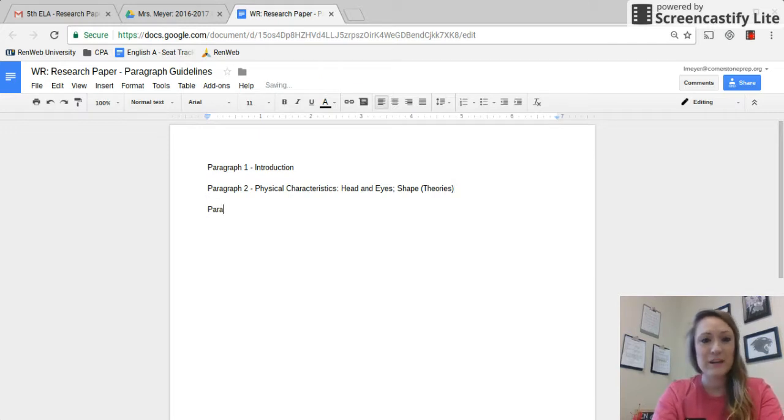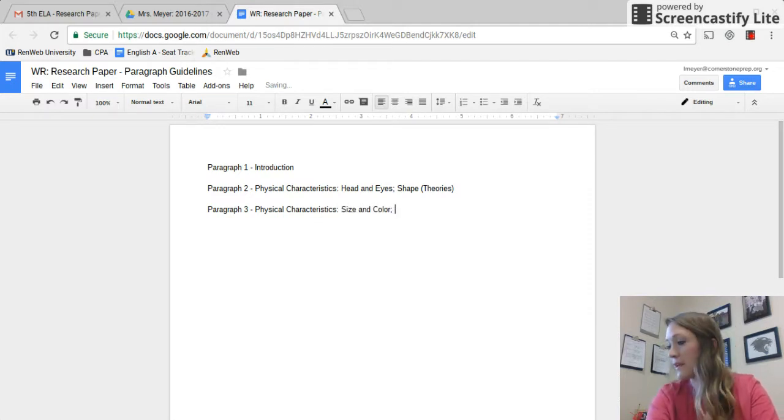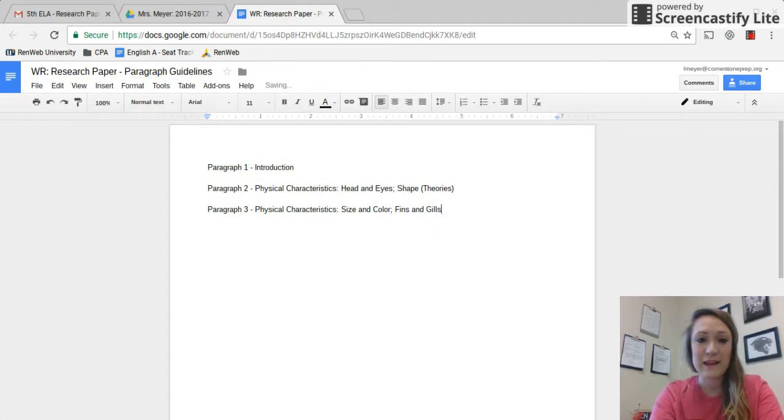All right, paragraph 3 is also going to cover physical characteristics. But this paragraph is going to focus on size and color, as well as the fins and gills. Paragraph 4 is going to cover other characteristics. Sorry, typing as we go. And this one is going to look at live birth and the lifespan.